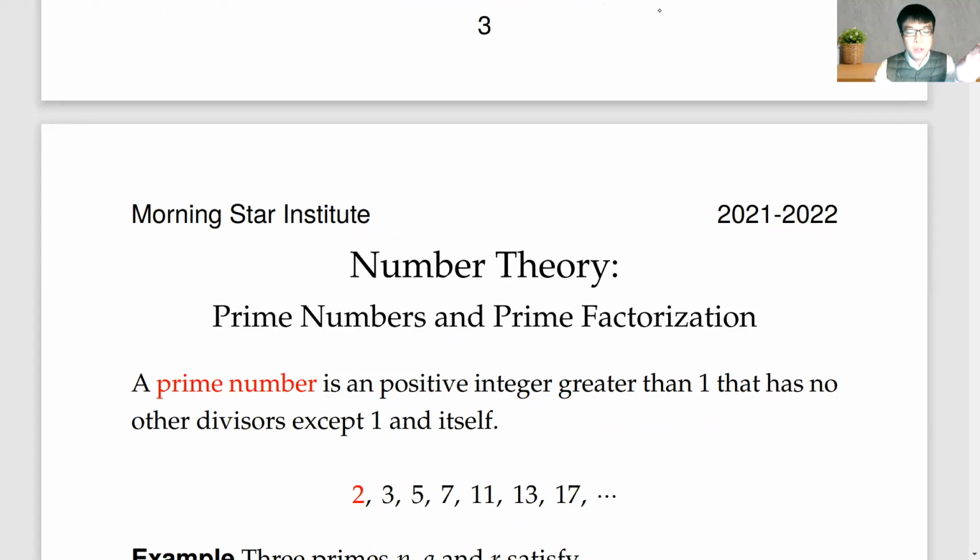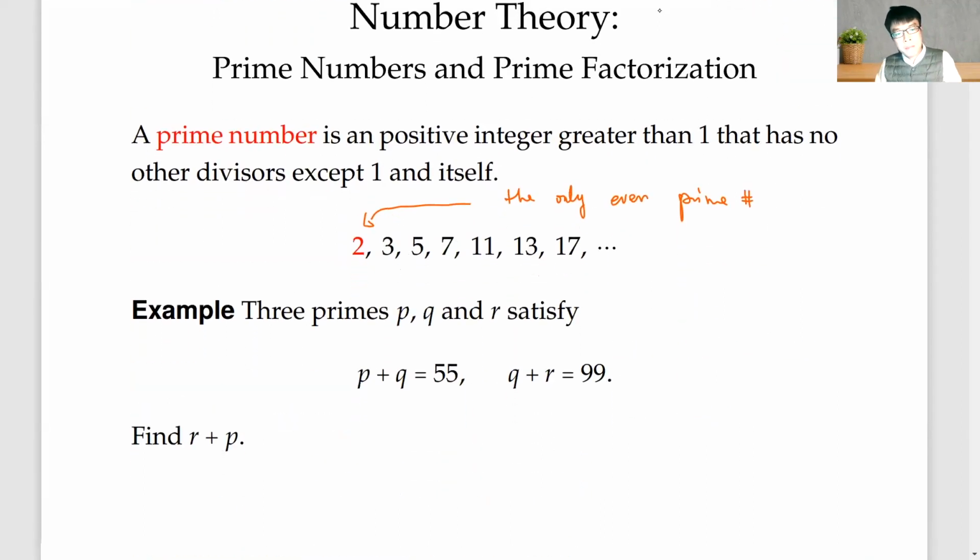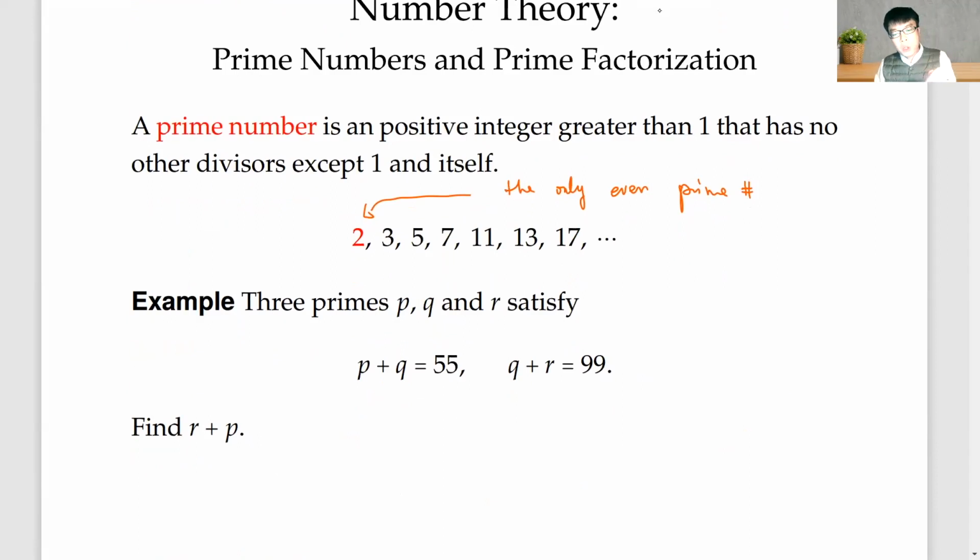And here I'm going to highlight this 2. This 2 is the only even prime number. For all other prime numbers, they are odd. So sometimes AMC8 tests such property. Here, let me give you a simple example, very quick. So there are 3 prime numbers, P, Q, R. P plus Q equals 55. Q plus R equals 99. What is R plus P?